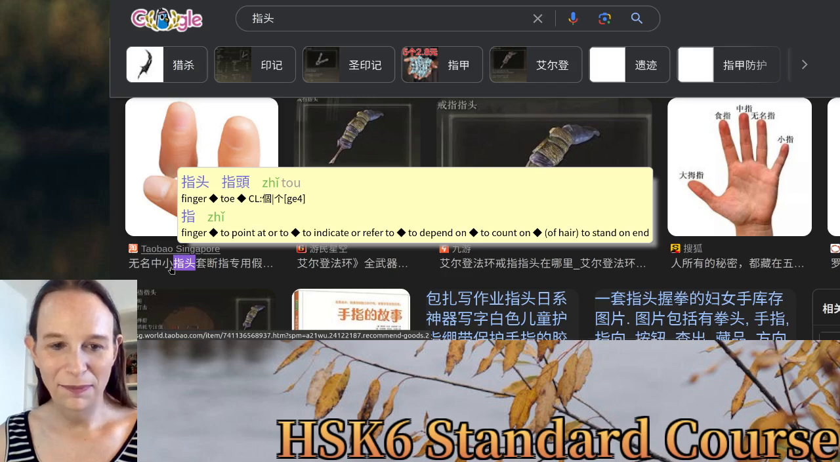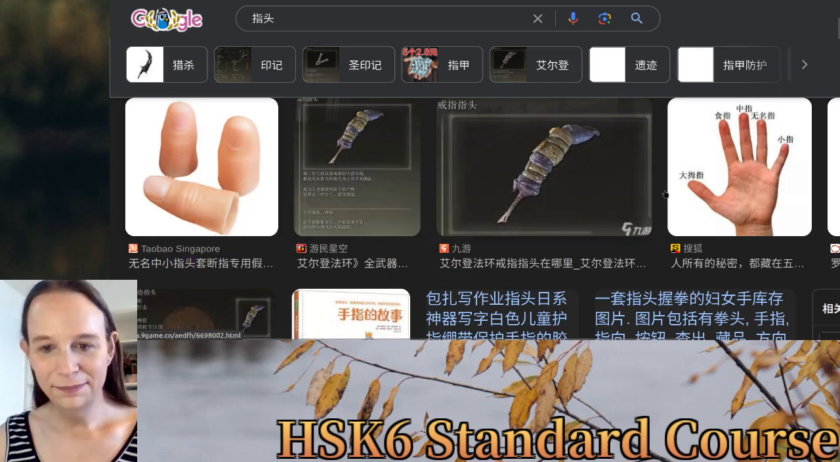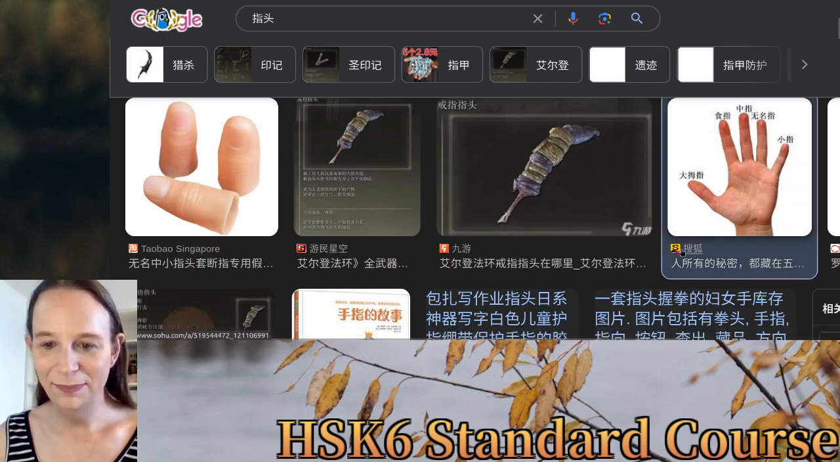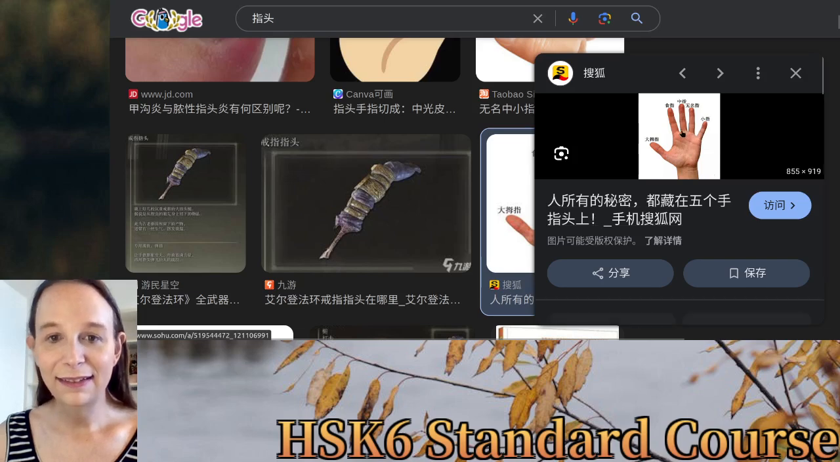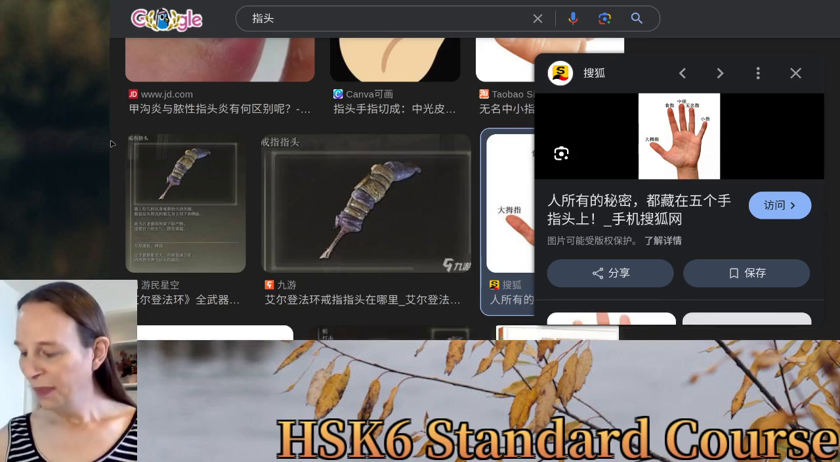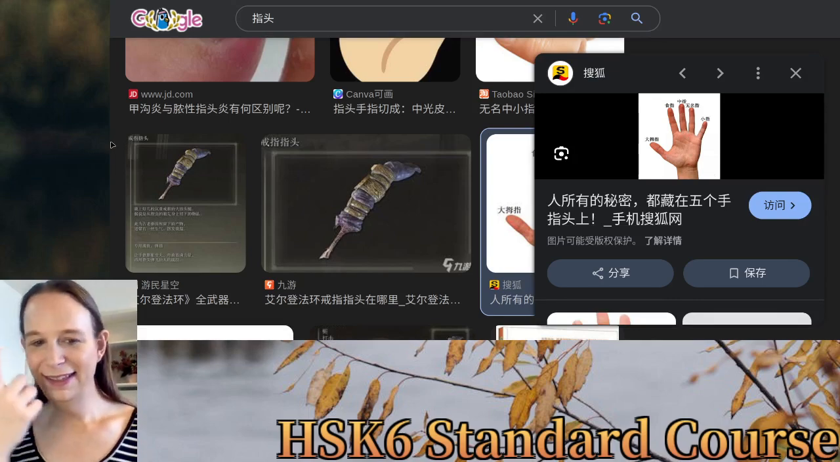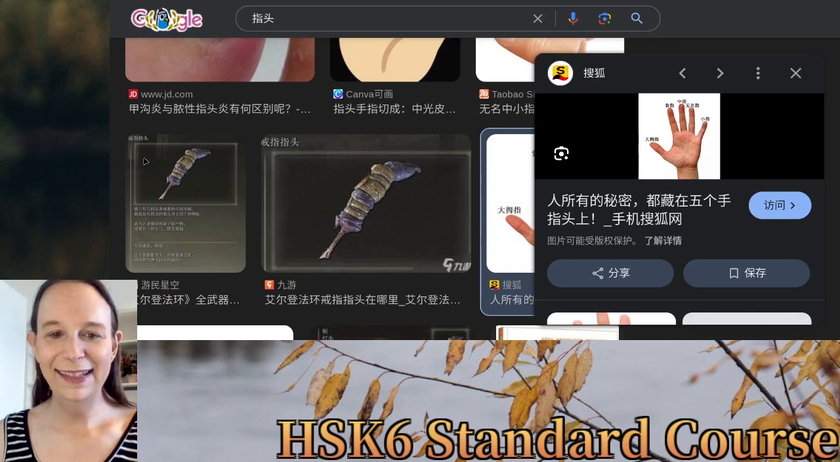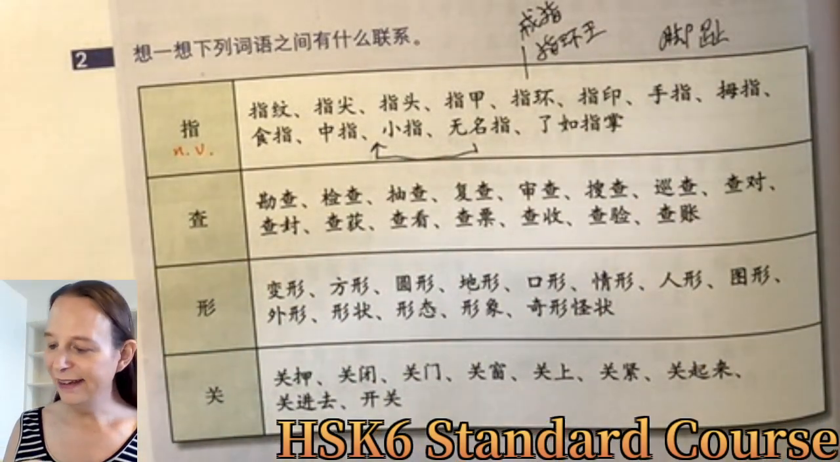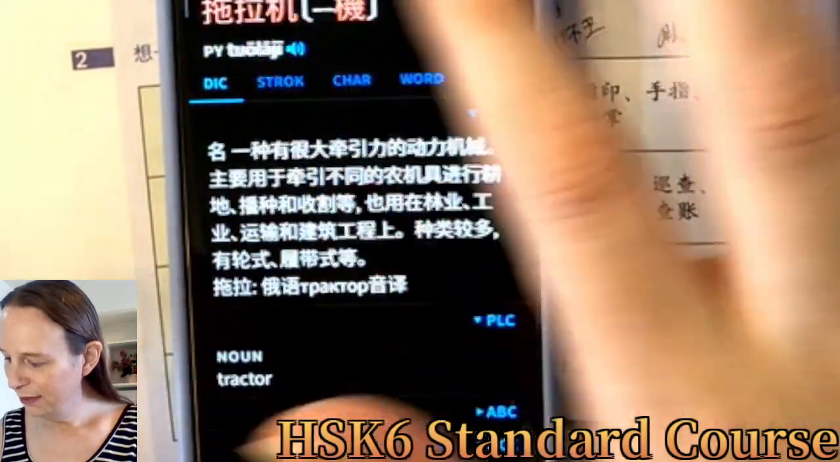Oh, okay. That's going to be handy in a moment. I'm going to click that image. We're going to need that image in a moment. Okay, 指头. I don't know. This is just 指头, finger. I think the 头 is added to emphasize that it's a noun and not a verb.